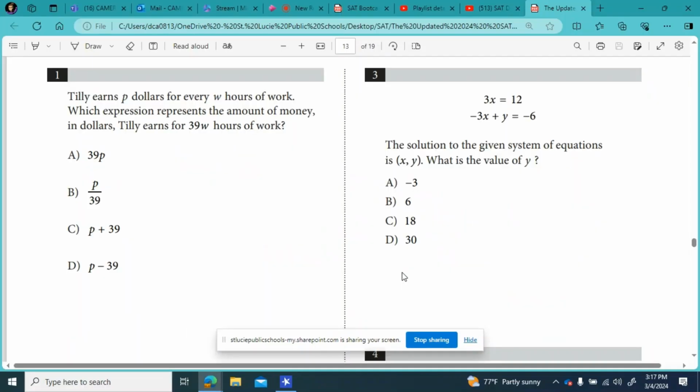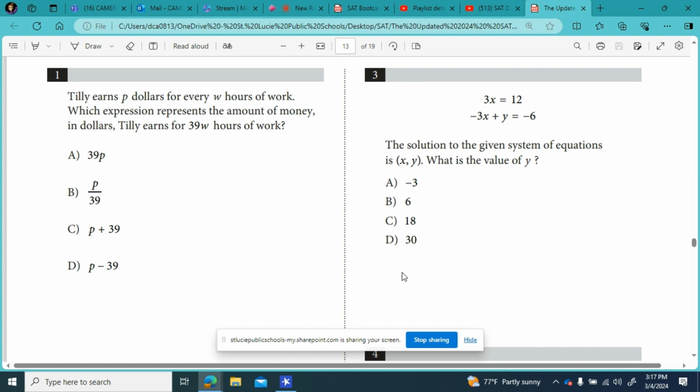Hi, guys, it's Mrs. Cameron here, and we are continuing on with our SAT Math digital practice. This is the second portion of the practice test that we were using from College Board.